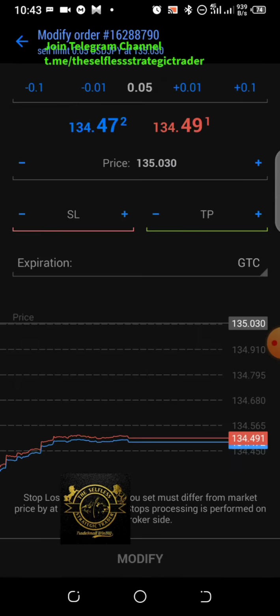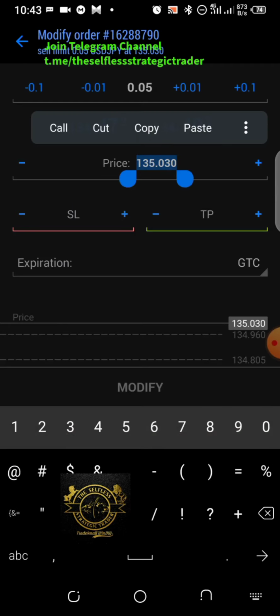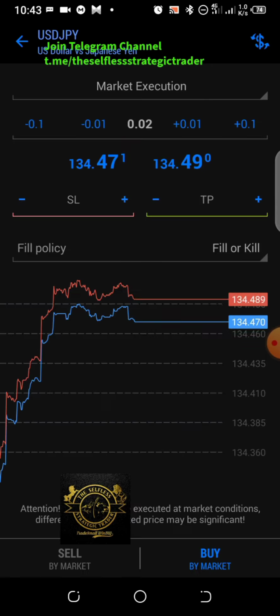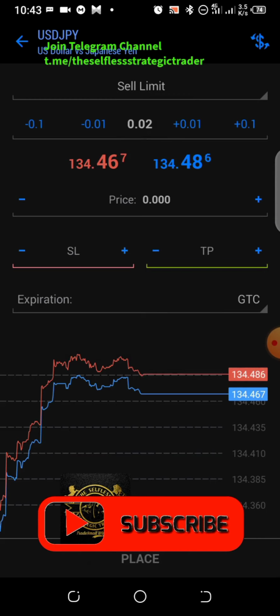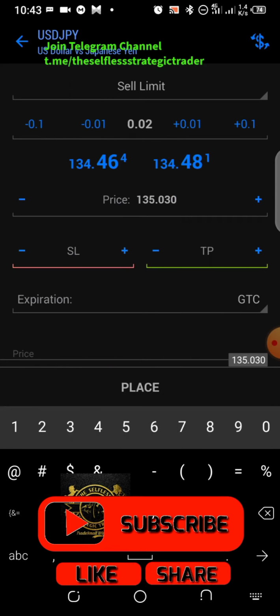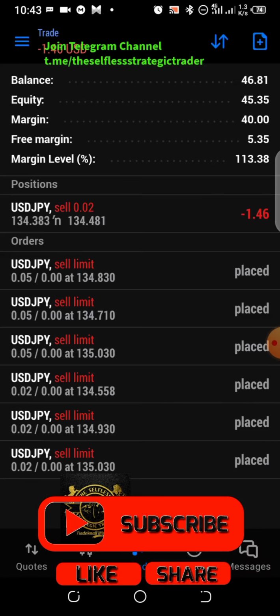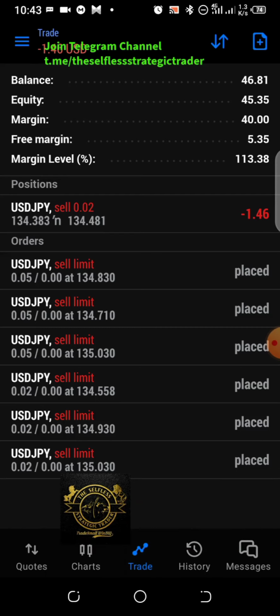Let's check this one. That is 135,030. Copy. Sell limit. The funniest thing is price may not even get there before it will shoot down. 135,030. But notwithstanding, let's follow the proper thing. Let's do the proper thing. Let's do what we're supposed to do.